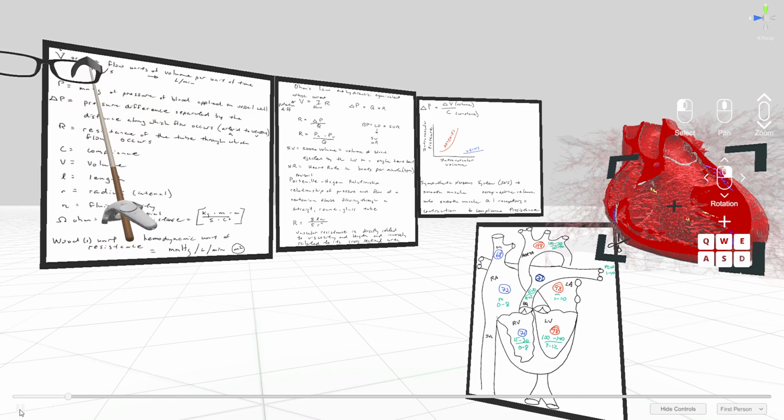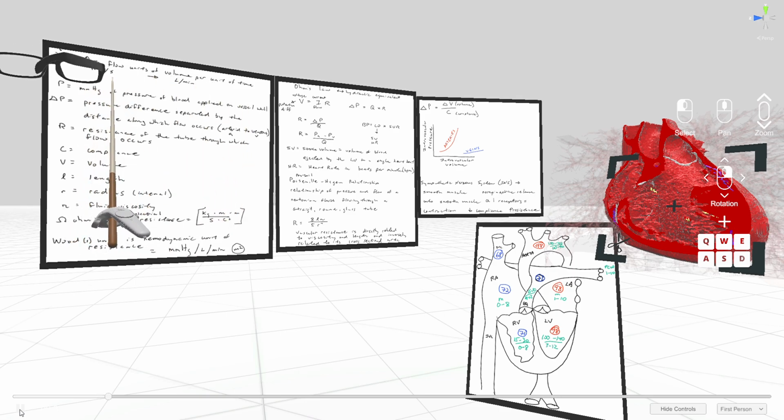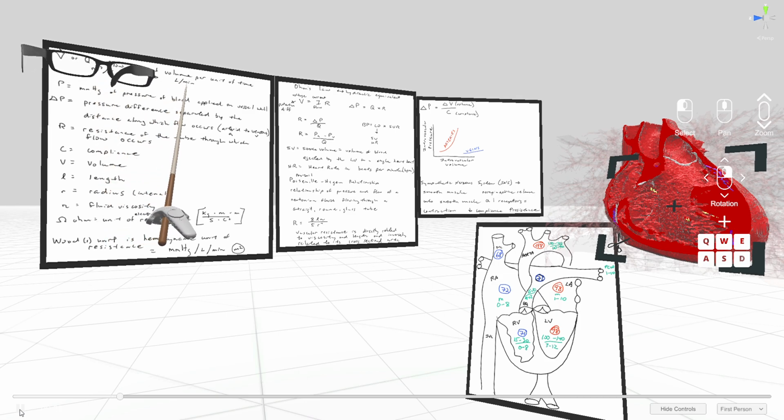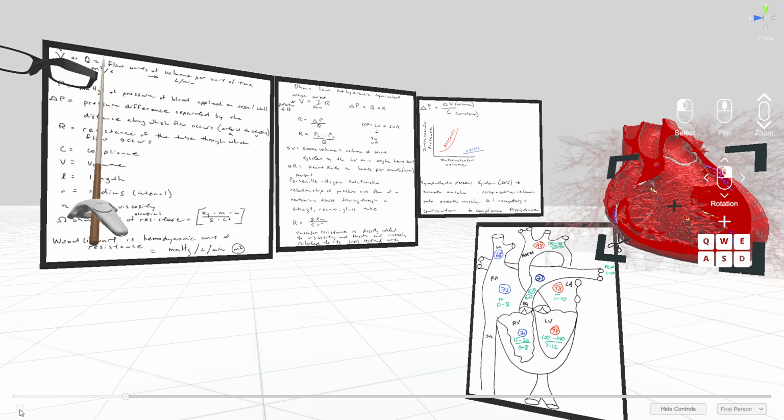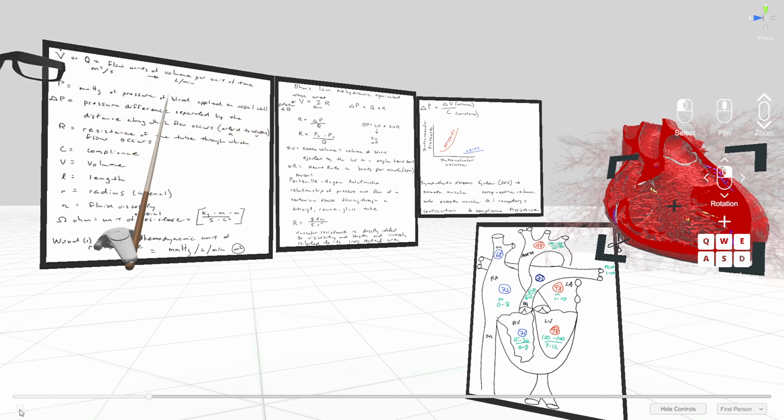Flow is represented by this V with a dot over it, or the Q. Q is the one we predominantly use here. Flow is units of volume per unit of time, and in a lot of things it's cubic meters per second. That does not work very well in the human body, so we go with liters per minute as our flow metric. Pressure is millimeters of mercury of pressure of blood that is applied on the vessel wall.